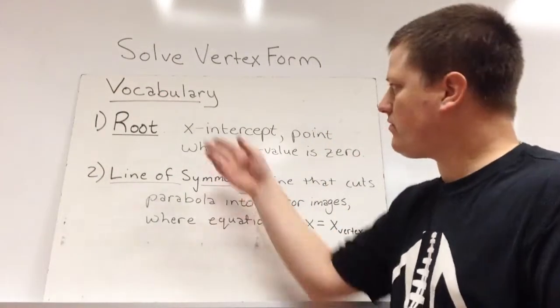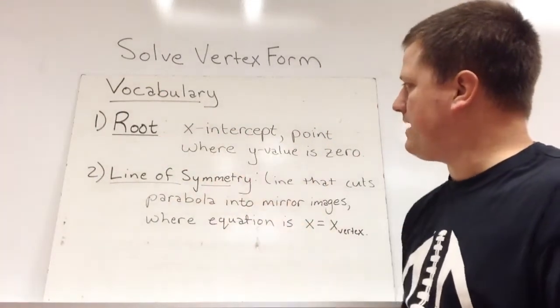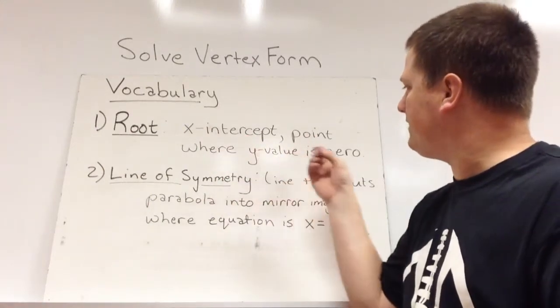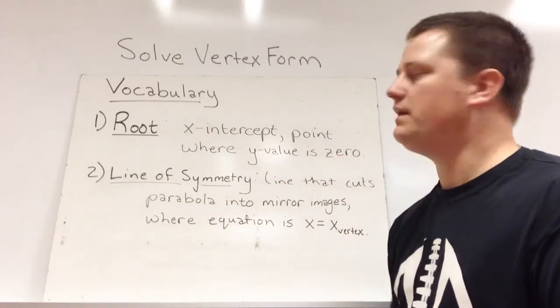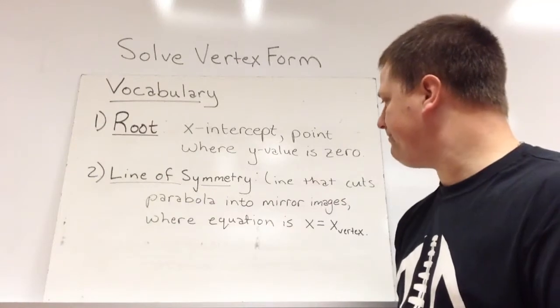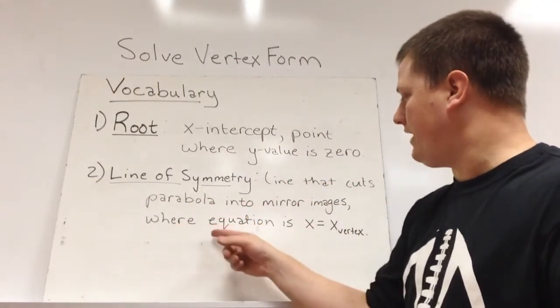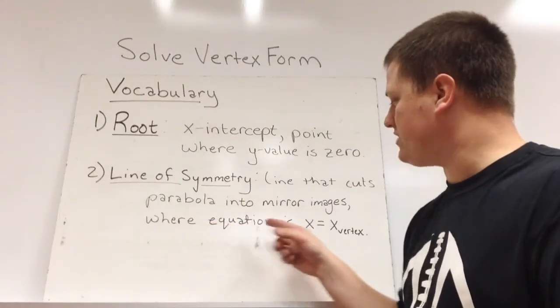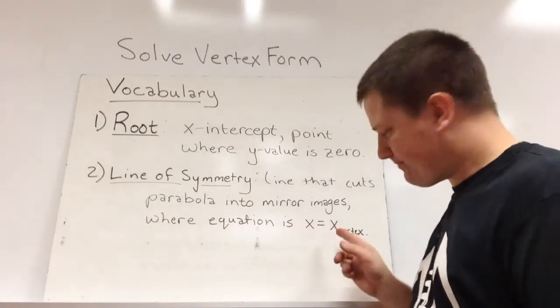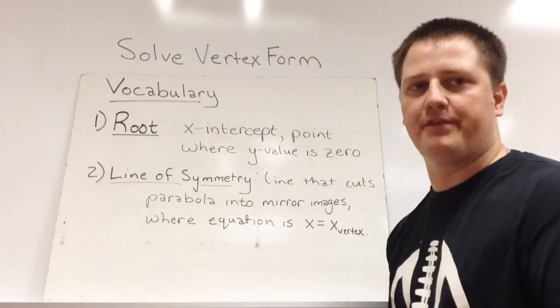Vocabulary: root, x-intercept, point where y value is 0. Line of symmetry, line that cuts parabola into mirror images where the equation is x equals the x value of the vertex.